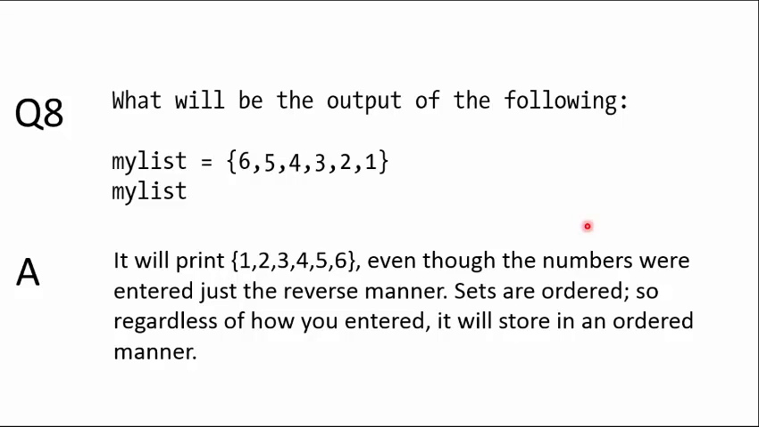Why? Because remember, I put curly braces, which means a set. A set is an ordered collection. So even though I entered 6, 5, 4, 3, 2, 1, it is going to display it and store it as 1, 2, 3, 4, 5, 6. And even though I entered it that way, if I want to store it in a reverse manner, I have to do something called dot reverse.